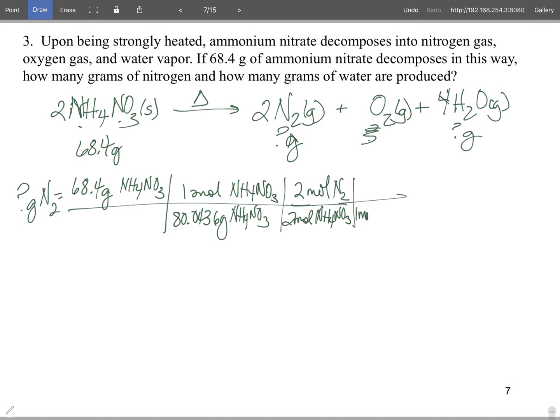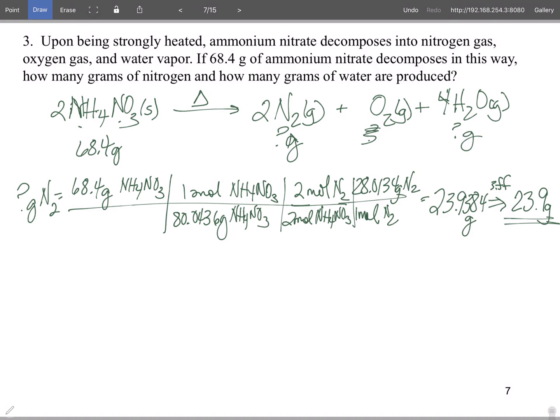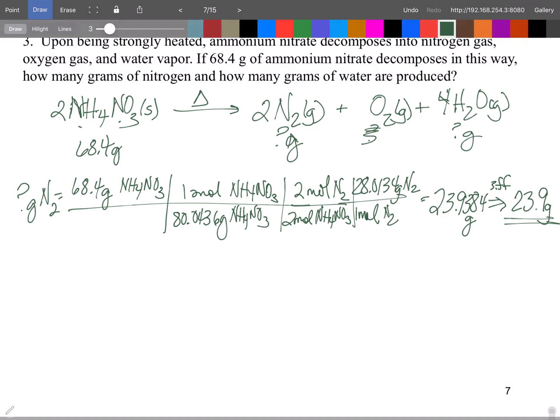1 mole of nitrogen is equal to 28.0134 grams of nitrogen, which gives us a whopping 23.9384 grams, which we're looking at as 3 significant figures. So it's 23.9 grams. Okay, now to look at it slightly differently, let's do the grams of H2O.